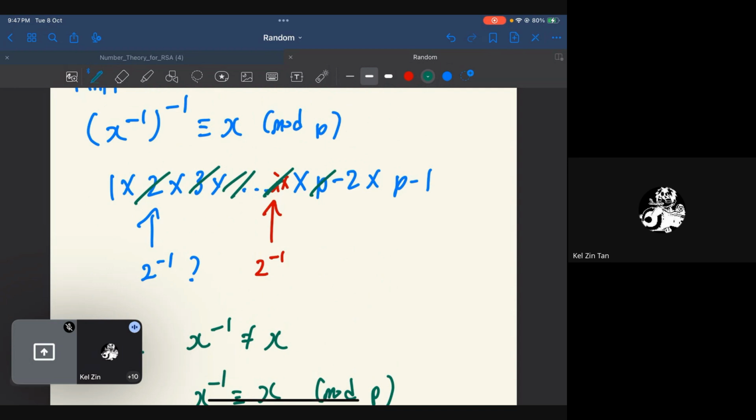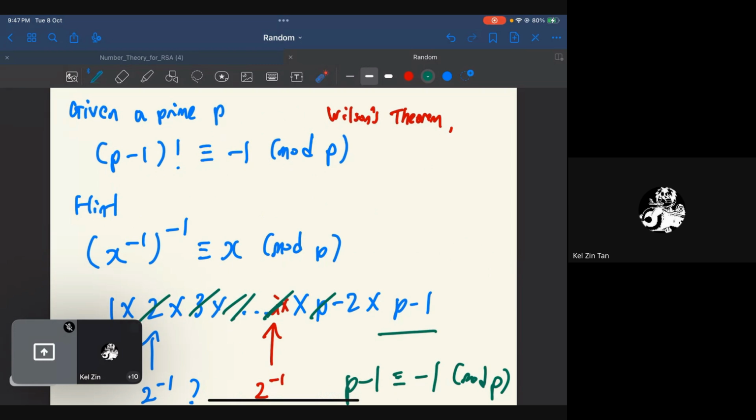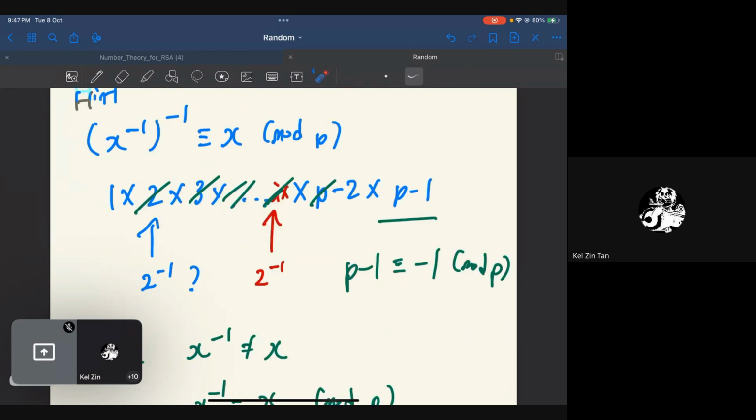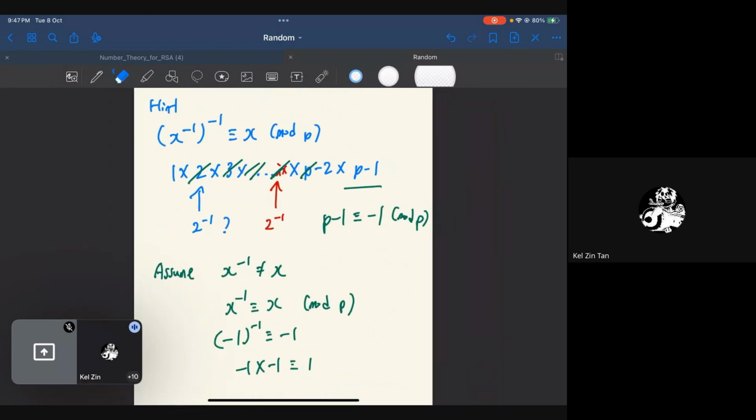We are only left with one number, which is p minus 1. And p minus 1 is congruent to -1 mod p. So we prove this. Actually, this thing might not be very useful, just ignore that.